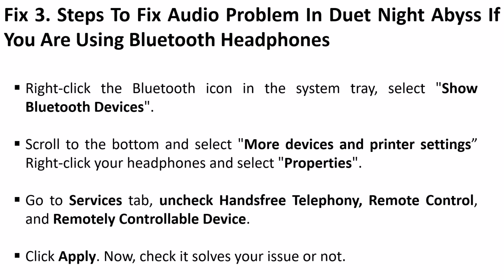Fix 3. Steps to fix audio problem in Duet Night Abyss game if we are using a Bluetooth headphones. So right click on the Bluetooth icon in the system tray, select System Bluetooth devices, scroll to the bottom and select More devices and printer settings, right click your headphones and then select Properties. Now go to the Services tab and check hands-free telephony, remote control and remotely controllable device. Click Apply. Now check if it solves your issue or not.